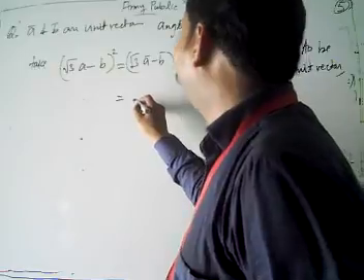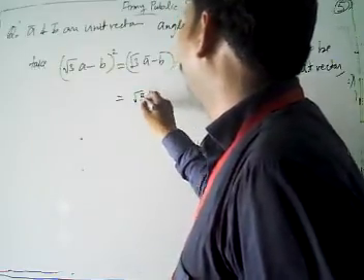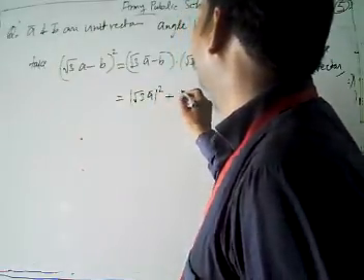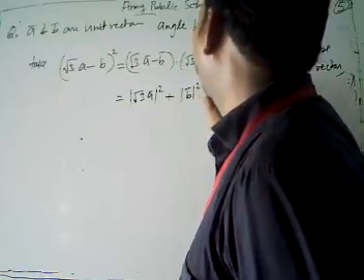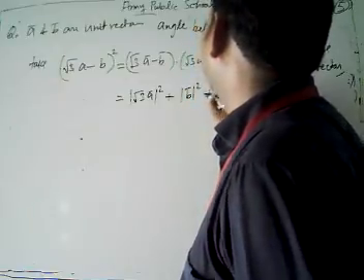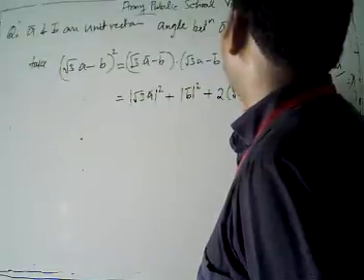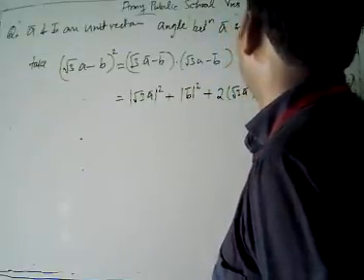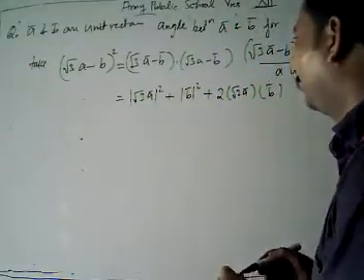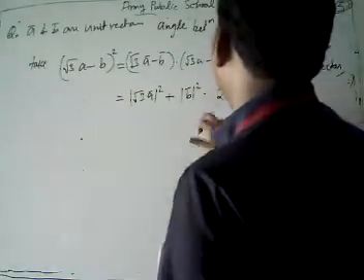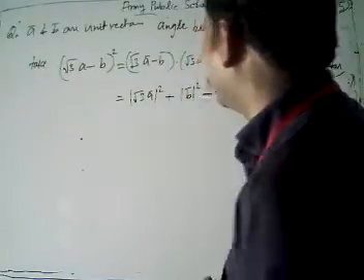We have (√3A)² plus B² and plus 2√3 A·B. Sorry, it's a minus there. Then we have a minus there. Now look.